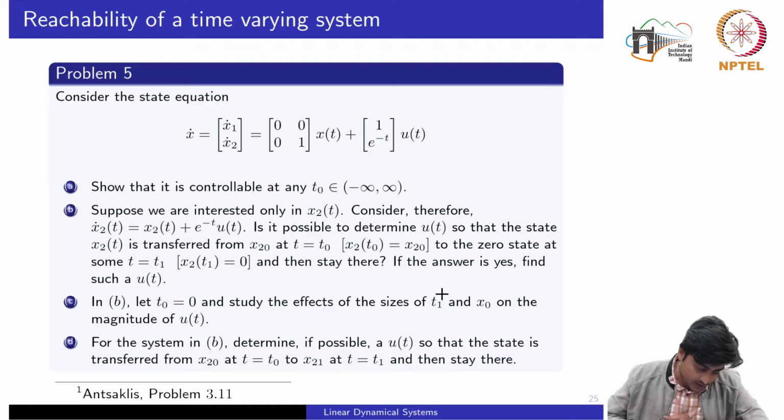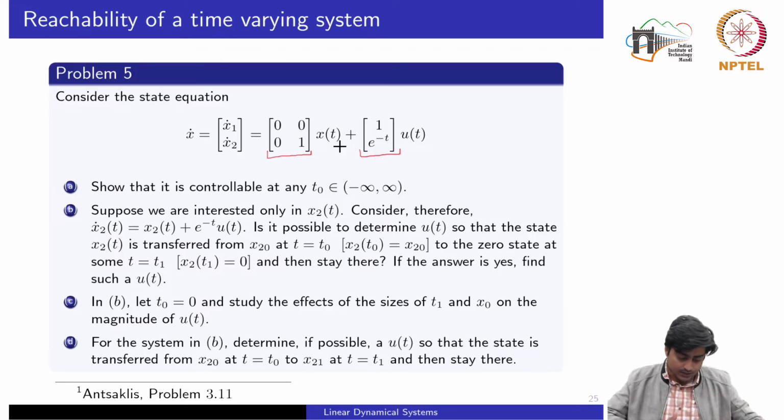Problem 5 deals with the reachability of a time varying system. Given is an LTV system with an A matrix, which is a constant matrix, but the B matrix is time varying because of the inclusion of the exponential term. The first part is to show that it is controllable at any time t0. The parts B, C, D we will discuss one by one.